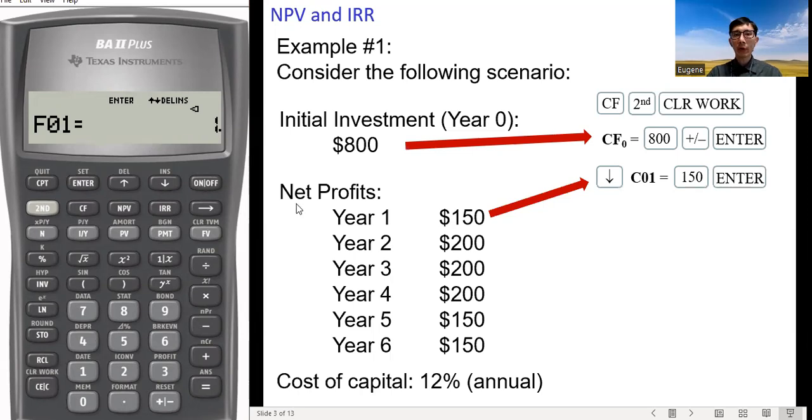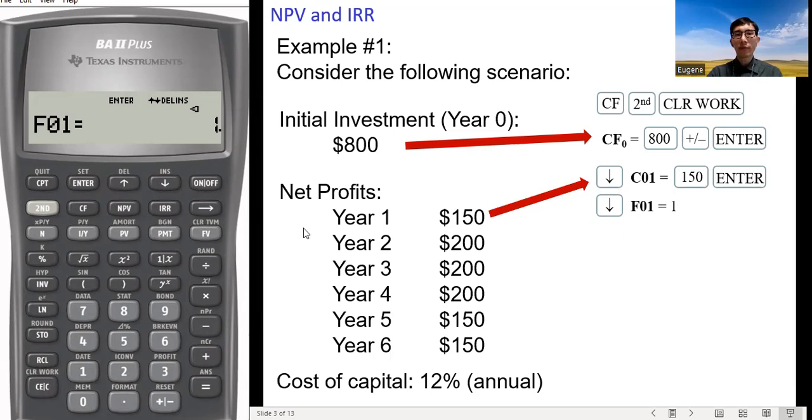Even though we have the same net profit amount 150 by the end of year 5 and year 6, these are not consecutive periods. So we will enter this net profit of 150 in year 1 and the 150 by the end of year 5 and year 6 separately. So at this moment, we only have a frequency of 1. So enter 1 for F01. And 1 is the default frequency in the calculator.